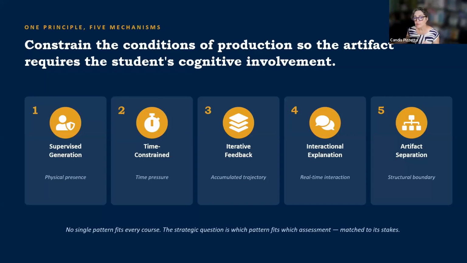So each of these 5 ways, I'm going to go through them each briefly, constrains delegation in a different way, with a different mechanism. So as I go through, just think about the assessment that you were just discussing. Which of these would be useful for that assessment?